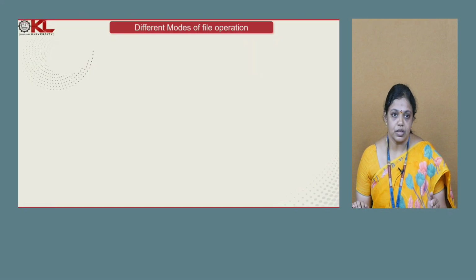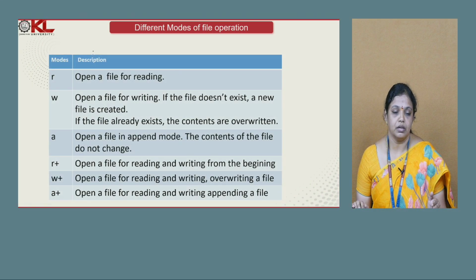So there are actually 6 modes, but out of which we are going to discuss in detail about the first 3. So as I said, W is standing for writing, R is opening a file for reading purpose, W is opening a file for writing. If the file does not exist, a new file is created, and if the file is already existing, the contents are overwritten. So please be a little careful when you are using this W mode. Ensure that you are not overwriting somebody else's file.